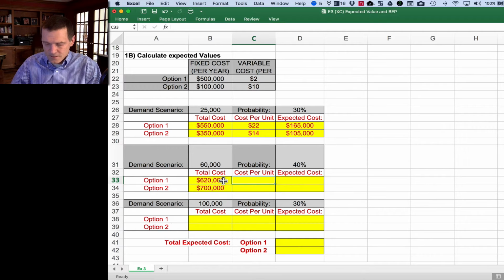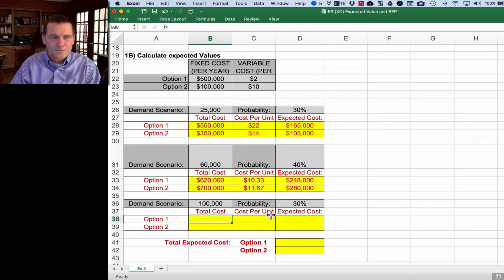So what is our cost here? Equals the cost divided by the quantity, equals the total cost divided by the quantity. And then our expected cost equals the total cost times the probability. And again, equals the total cost times the probability. We have to do it one more time here.